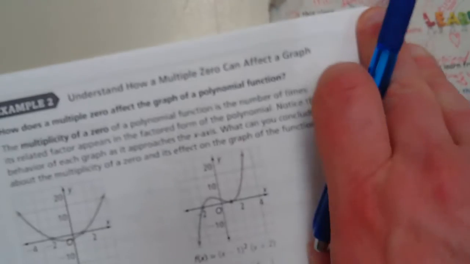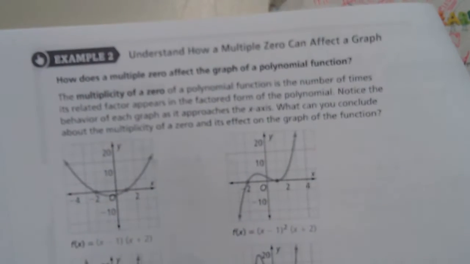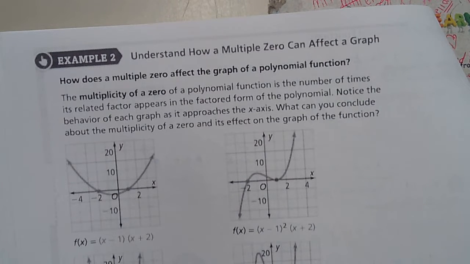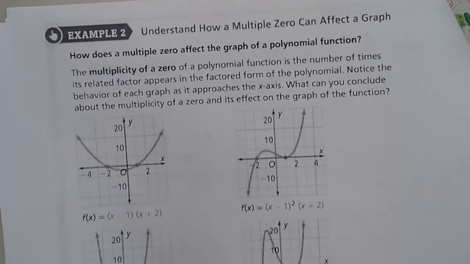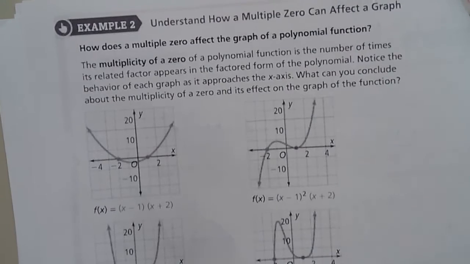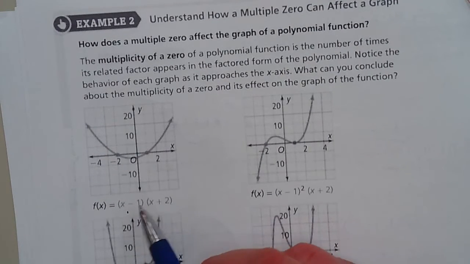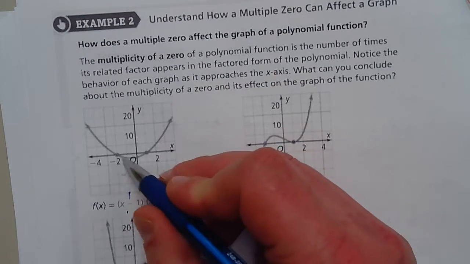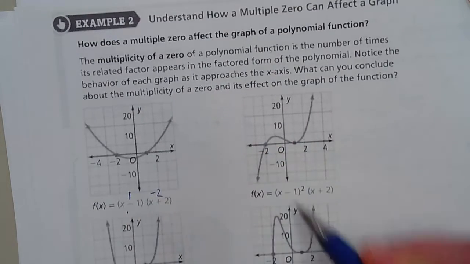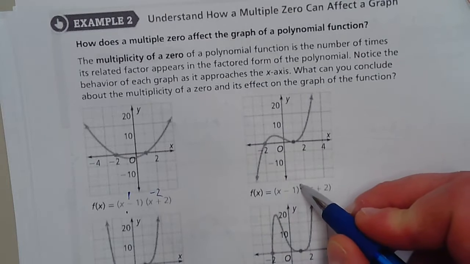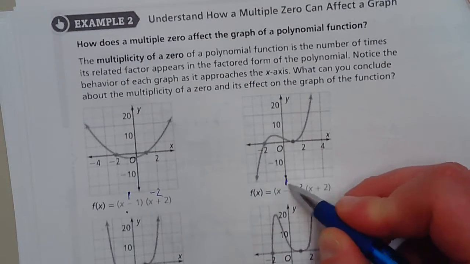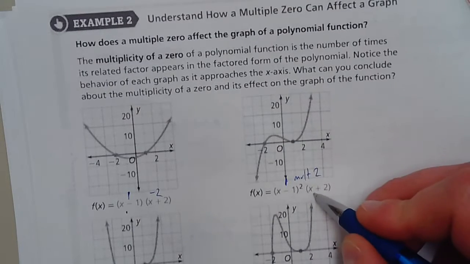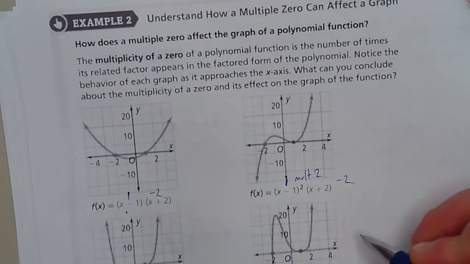So example 2 talks about how you can have what we call a multiple zero. So that's when a 0 appears more than once on the graph. This problem right here has just 2 singular zeros. It has a 0 at 1 and a 0 at negative 2. Boom, boom. This one has, because this is squared, means that this 0 that appears at 1 actually appears twice. We would say it has a multiplicity of 2. And this one just appears once.